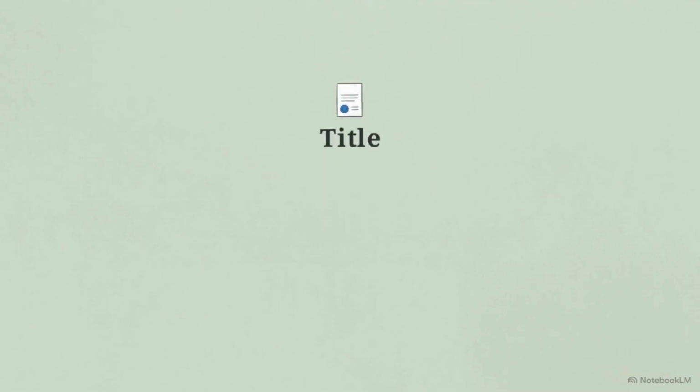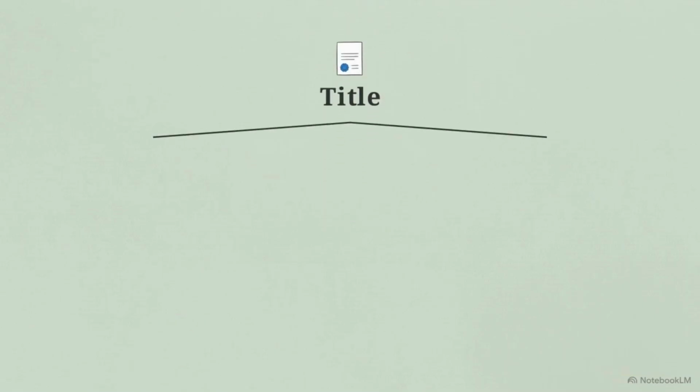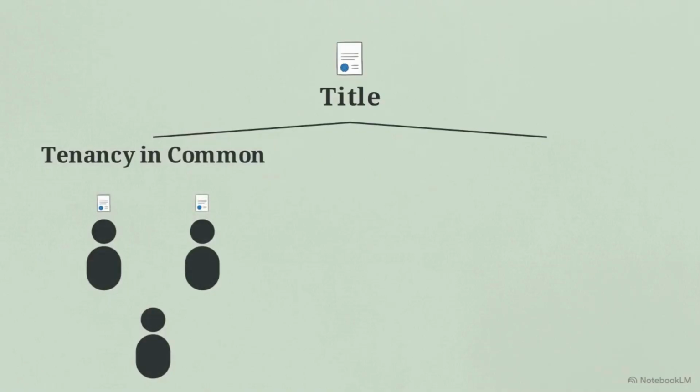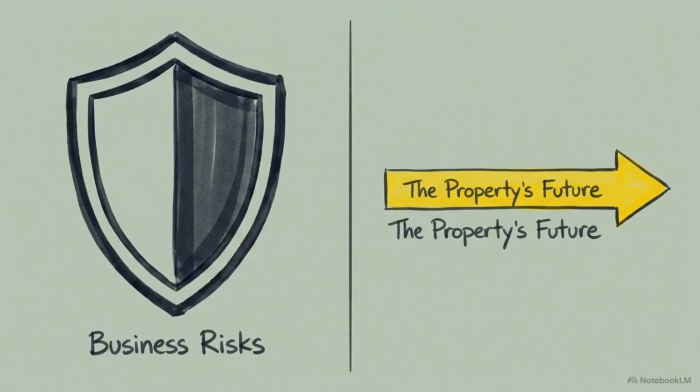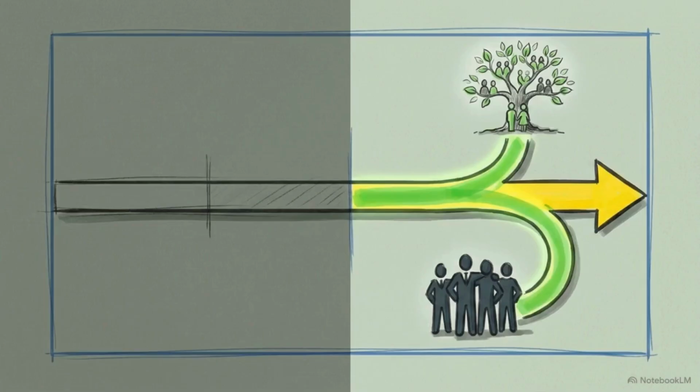When partners hold title to real estate, they typically choose between two forms. Tenancy in common allows each person to hold a separate interest that they can sell or pass on. Joint tenancy, however, is defined by the right of survivorship. This means if one owner dies, their interest automatically transfers to the surviving owners. This distinction is what determines the property's future. While the partnership structure handles the business risks today, the title determines whether an owner's interest can be inherited or if it must remain within the group.